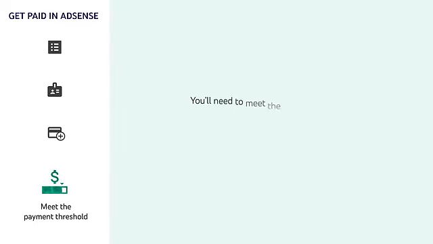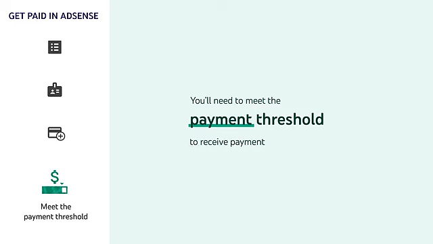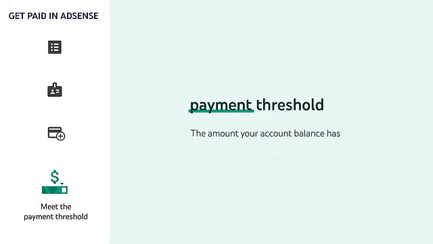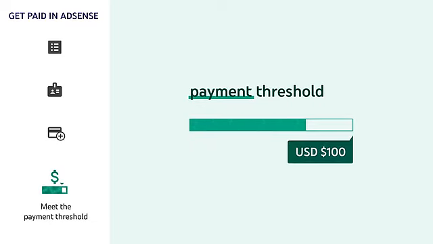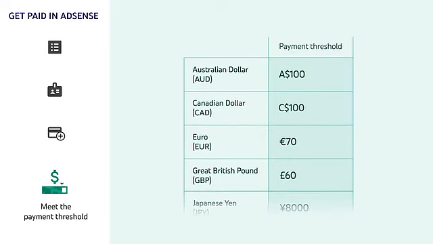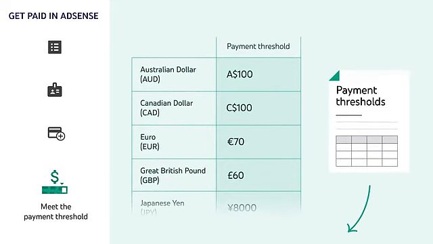And finally, you'll need to meet the payment threshold to receive payment. The payment threshold is the amount your account balance has to reach before you can get paid. This is $100 US for people in the US, but the amounts vary depending on your location and currency. To see what your payment threshold is, check out the Help Center article linked in the description.